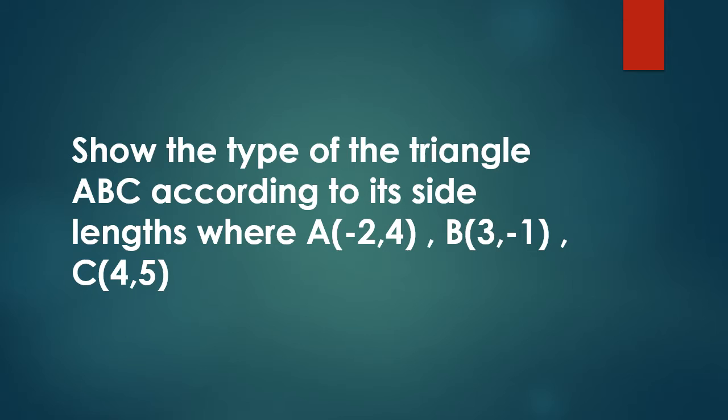Another example: show the type of the triangle ABC according to its side lengths, where A (-2, 4), B (3, -1), C (4, 5). As we know, there are 3 types of triangle according to sides. The first type is the equilateral triangle, where all sides are equal. The second type is the isosceles triangle, if 2 sides are equal. And the last one is a scalene triangle, if all sides are different.